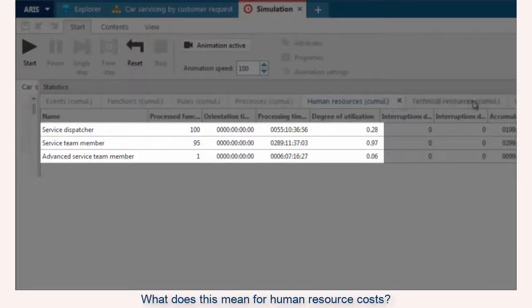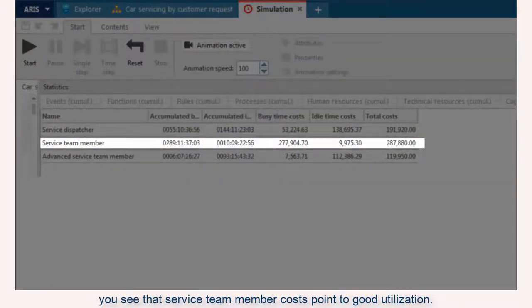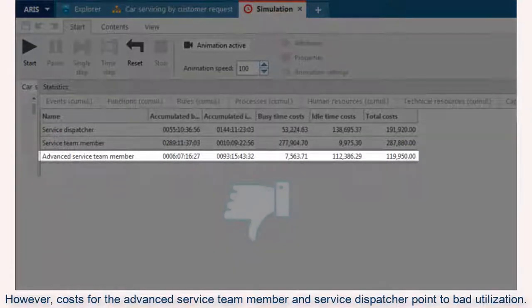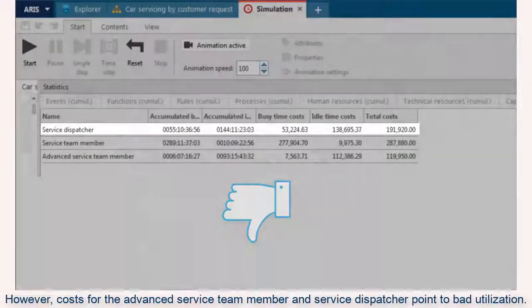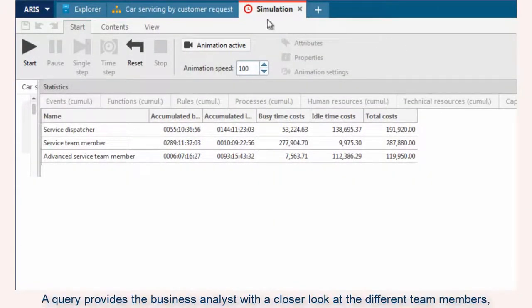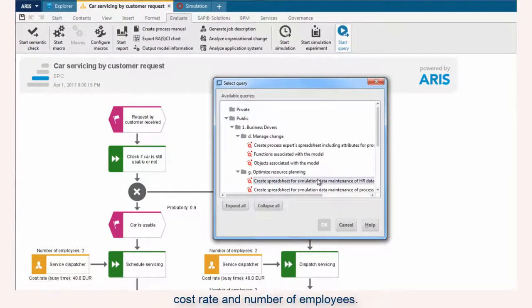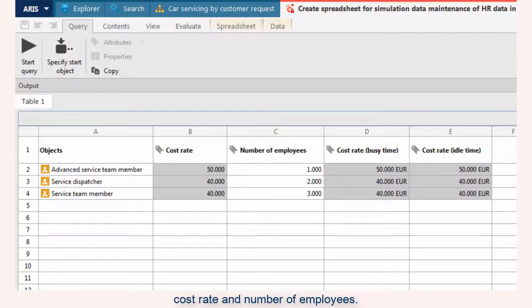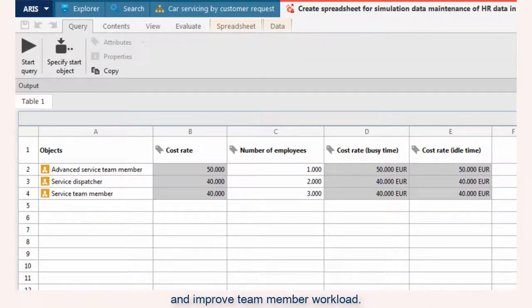What does this mean for human resource costs? By taking a closer look at these costs, you see that service team member costs point to good utilization. However, costs for the advanced service team member and service dispatcher point to bad utilization. A query provides the business analyst with a closer look at the different team members, cost rate, and number of employees. All these results show it's necessary to reduce excessively long wait times for Service the Car and improve team member workload.